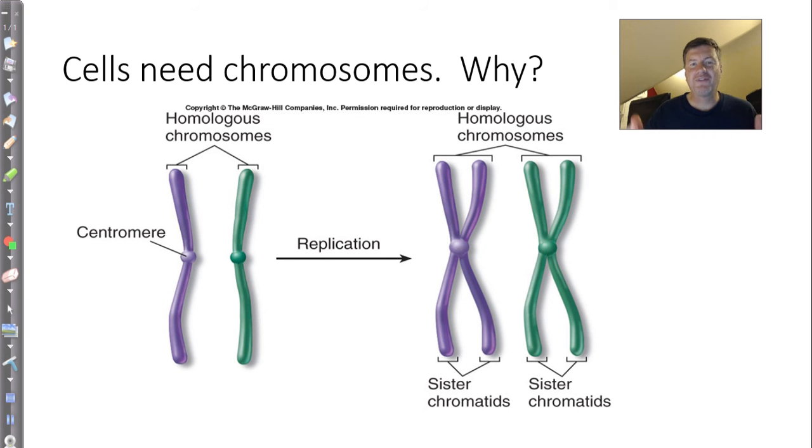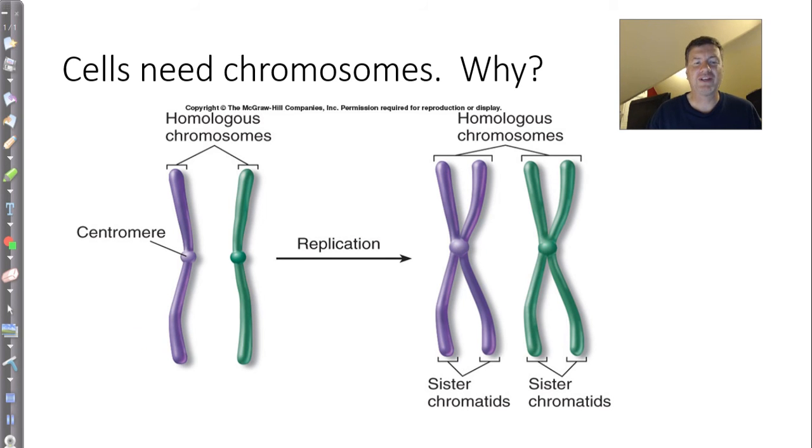So a long way of getting to this idea that a chromosome really is like a book. It's got a huge set of instructions on it. Individual pages are going to be individual instructions for making something. Kind of like a recipe book. That's a good analogy. So cells need chromosomes. Therefore, we're going to have to make sure they get them.